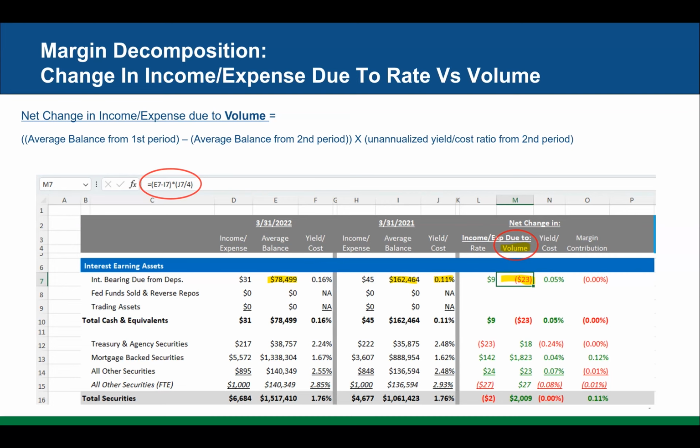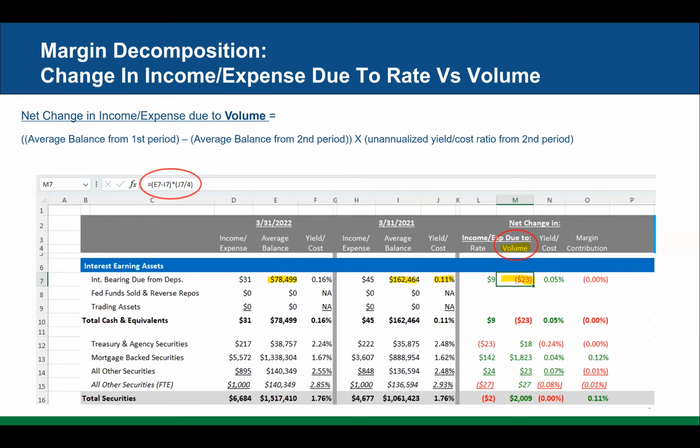So this is just a great way of letting you know, throughout your balance sheet on the asset and the liability side, where some of these changes in interest income and expense are coming from. Is it more due to changes in rates or changes in your mix, or the volume of that particular earning asset or liability? Any questions on that?